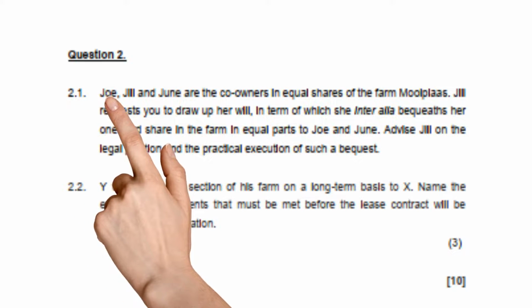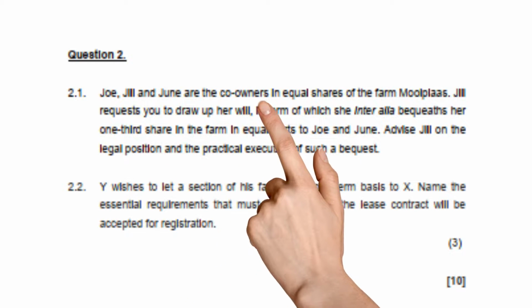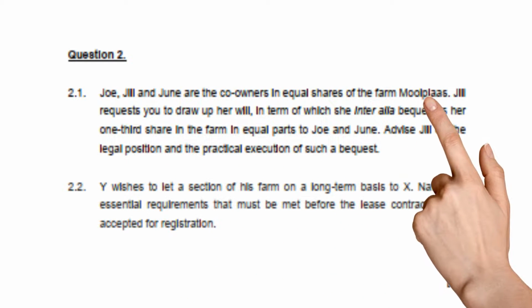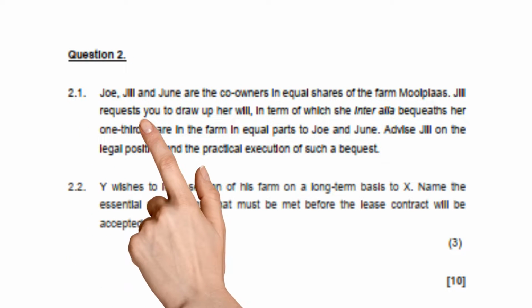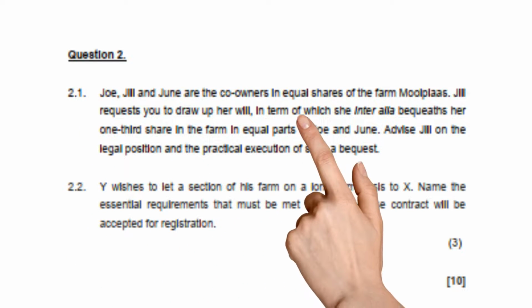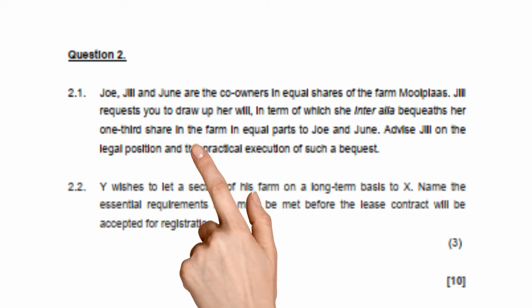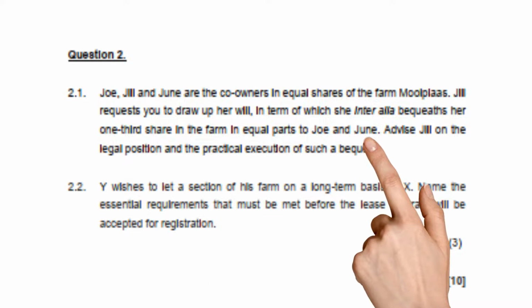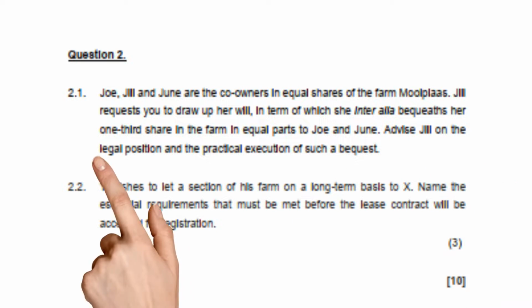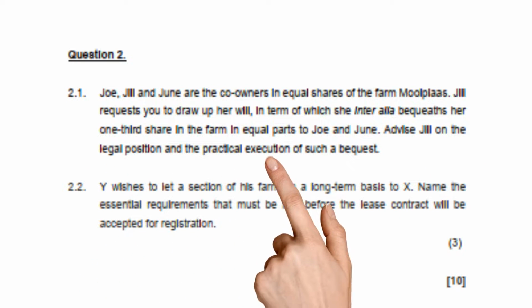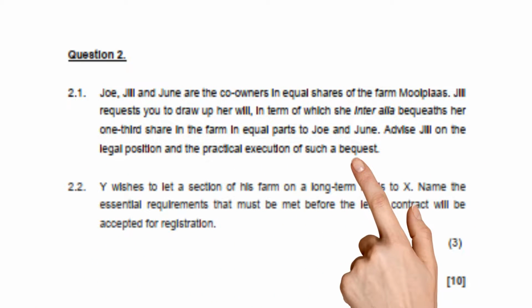Question 2. 2.1 Joe, Jill and June are the co-owners in equal shares of the farm Muaplaz. Jill requests you to draw up her will, in terms of which she inter alia bequeaths her 1/3 share in the farm in equal parts to Joe and June. Advise Jill on the legal position and the practical execution of such a bequest.